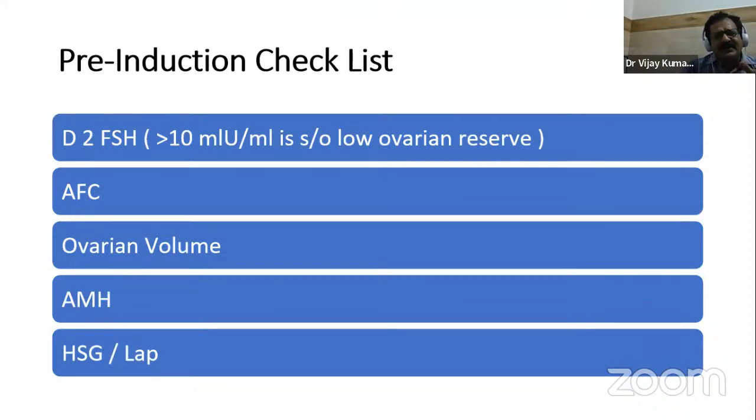Apart from these tests to note down the ovarian reserve, some of the other tests also have to be done in order to note down whether there is tubal patency or not. This can be done with the HSG, or in some cases we can do the hysterolaparoscopy in order to confirm the tubal patency. Apart from tubal patency, we can also evaluate the peritoneum and the endometrial cavity in a case of hysterolaparoscopy.